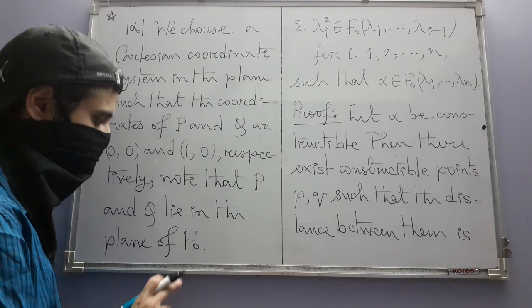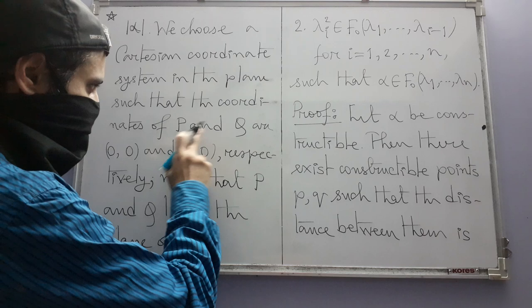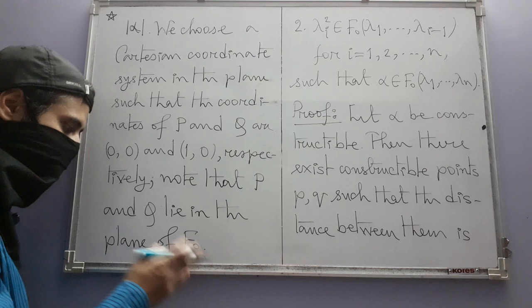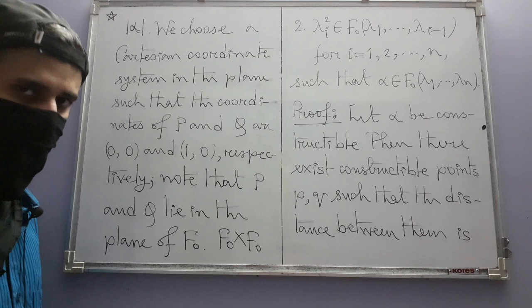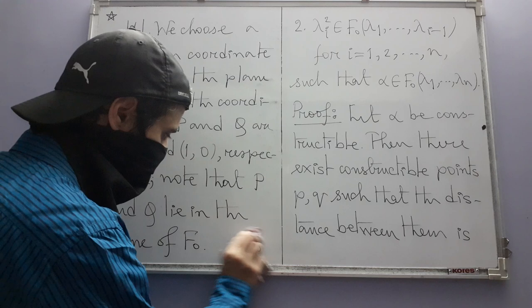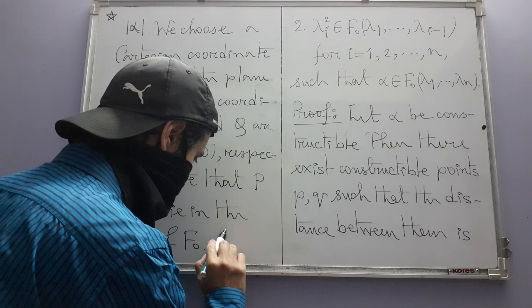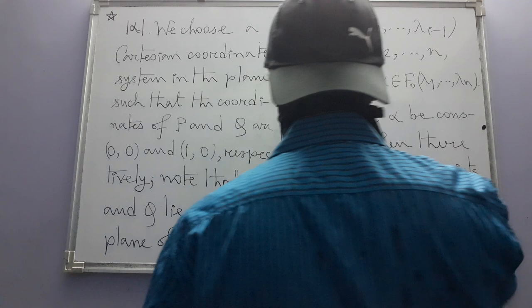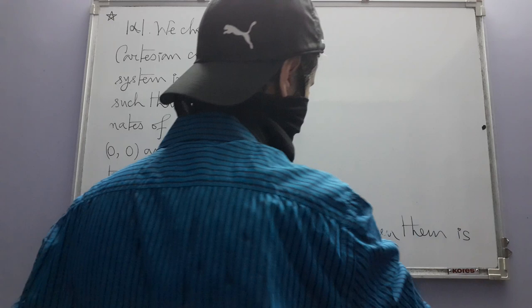But why though? That is because, by the definition of the plane of a field, the coordinates of both P and Q are rational numbers. So that's why they are points in the plane of this field. In other words, they are points in this Cartesian product. Okay. So now we come to the constructibility of P and Q. Let me just erase that part first. It's crucial to understand the next line properly.